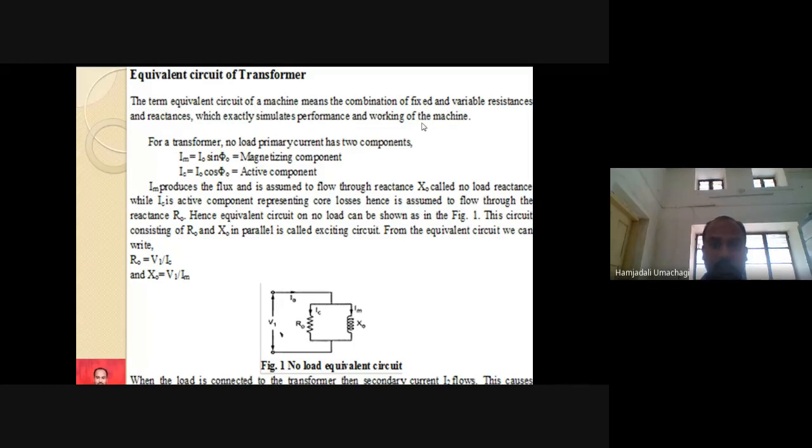So in real time, how is it going to work? If I want to know the performance, then I should know its equivalent circuit parameters. If I use those parameters, then those parameters will give us the performance evaluation, the characteristics like efficiency as well as regulation. And such a circuit we call the equivalent circuit of the transformer. Okay.